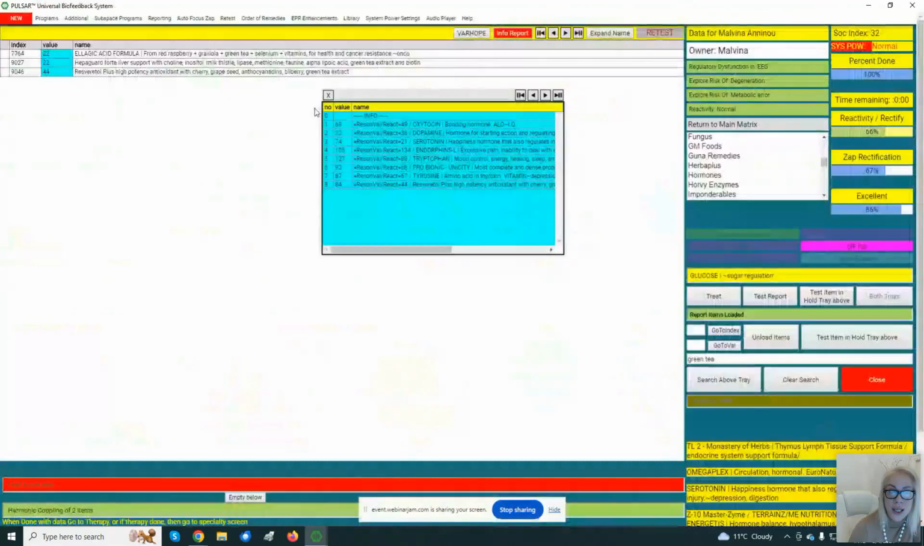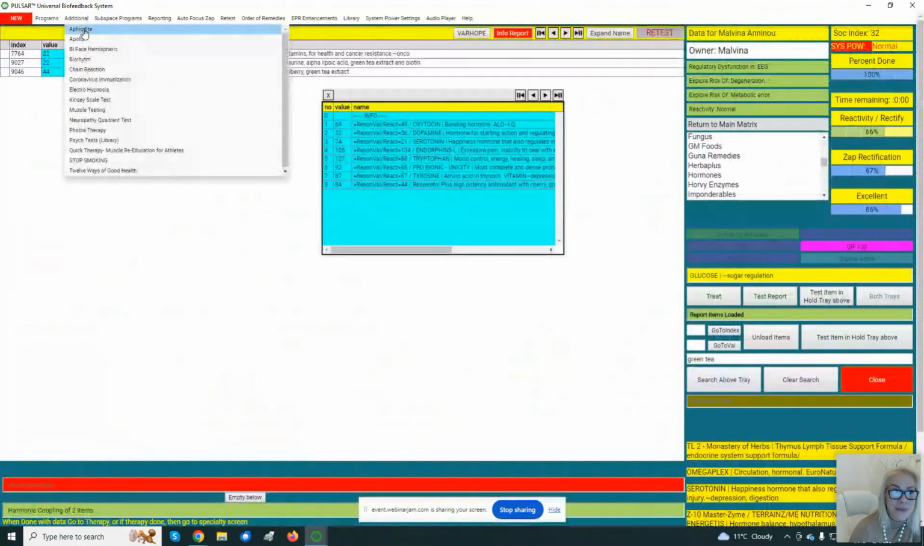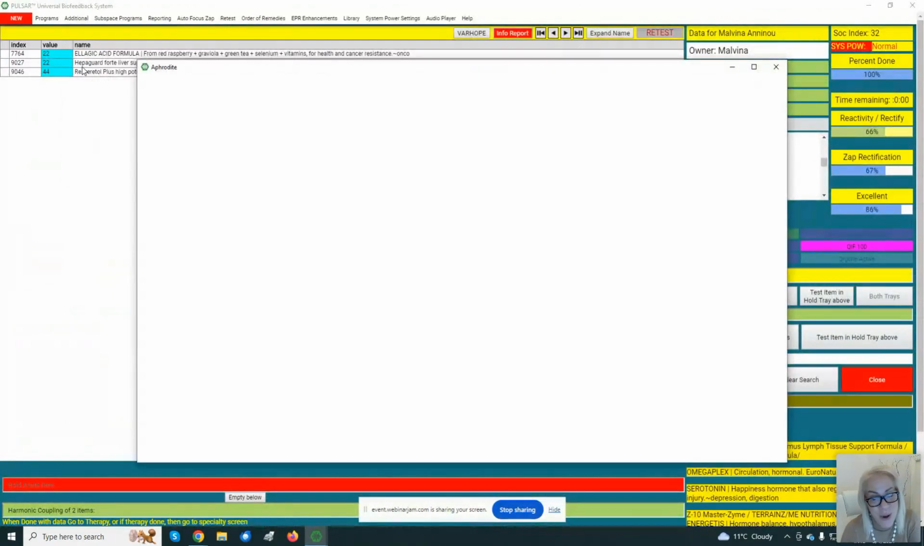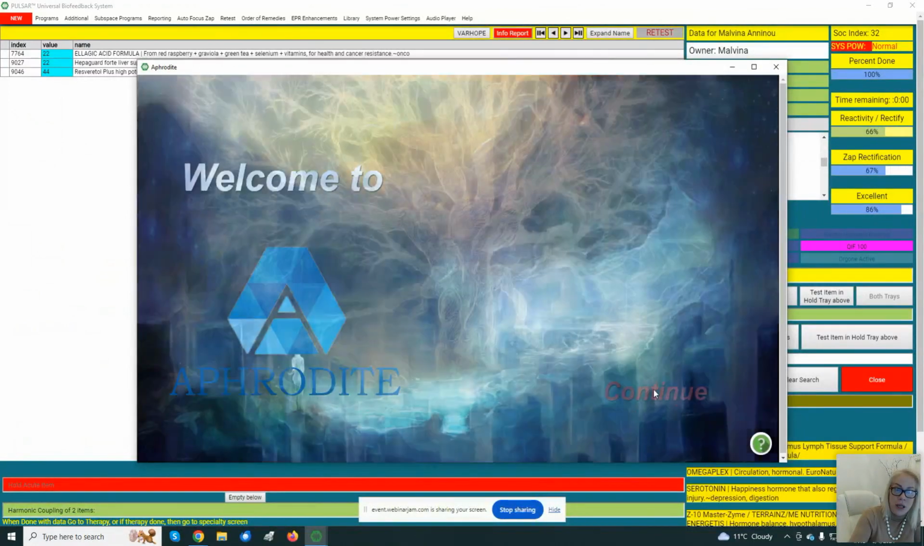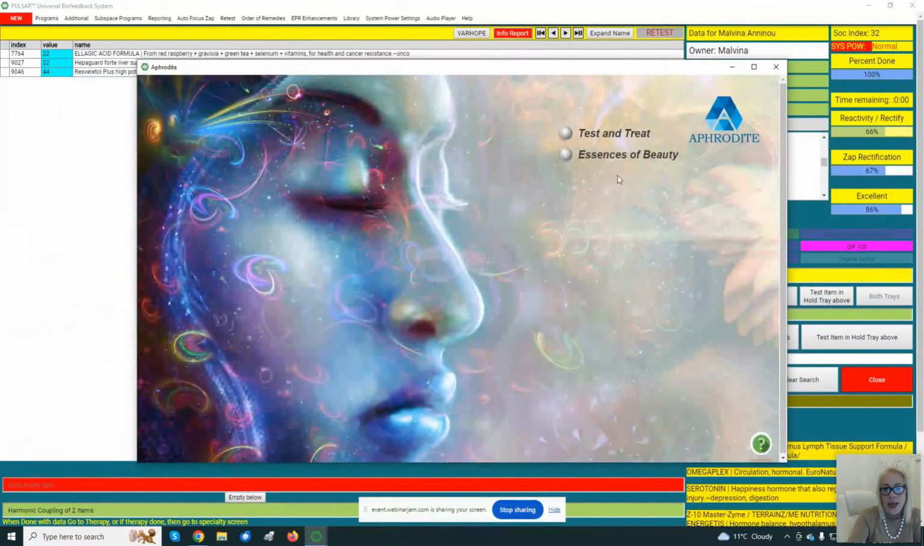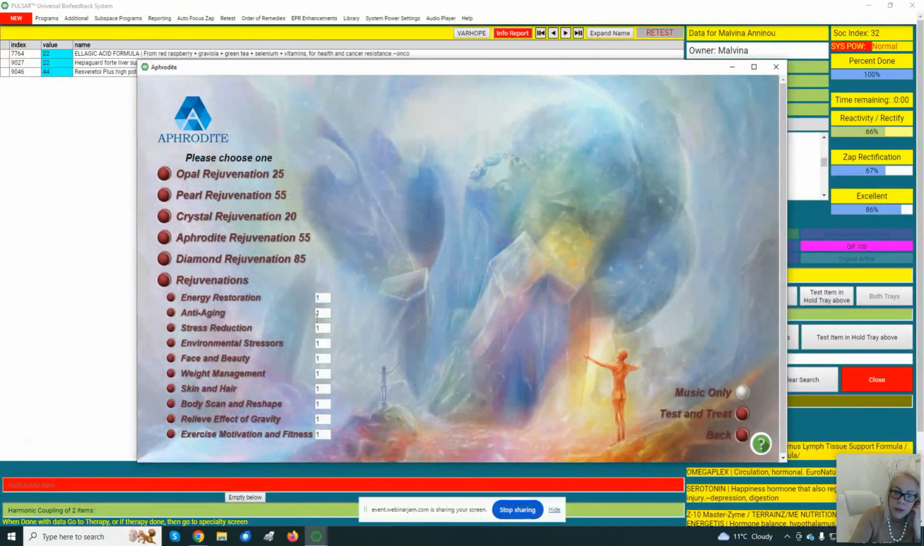I love doing the Aphrodite or the Apollon. The Aphrodite, though, also has the environmental. Aphrodite is more for the females, Apollon is more for the males. But because the environmental stressors are not in the Apollon, you can always do Aphrodite on males too. It's not going to do anything harmful.